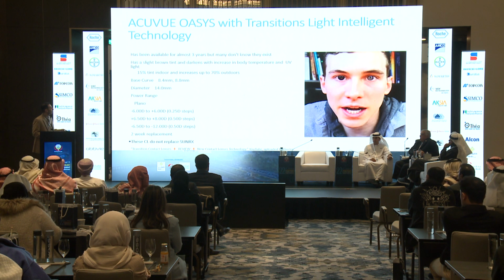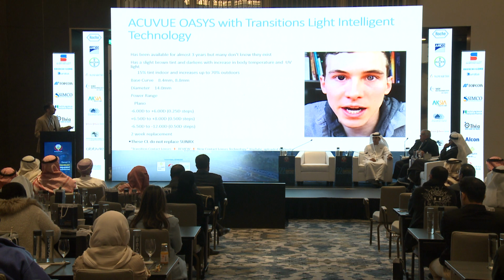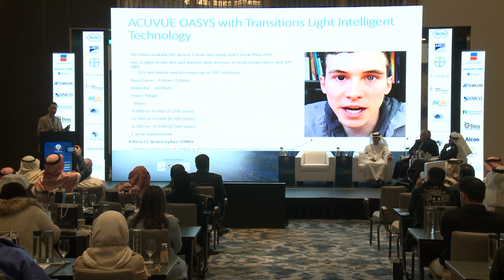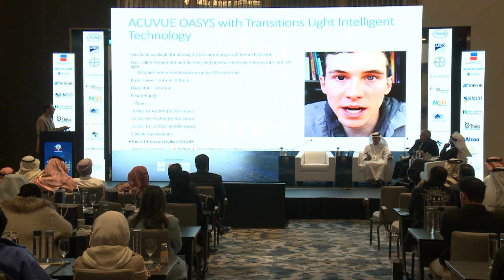So this Acuvue Oasys is a 1 to 2 week replacement lens, and it's very safe. It's one of those new ones with hyper Dk characteristics, and what this lens does with Transitions is it has about a 15% tint, and it increases along with UV exposure, and can go to about 70% light transmission after being exposed for a short amount of time with a specific type of wavelength.